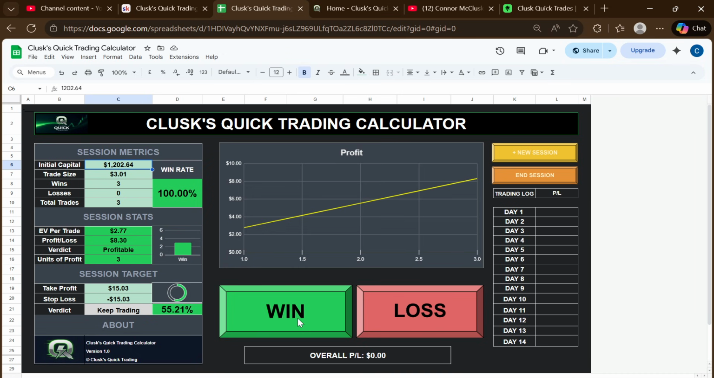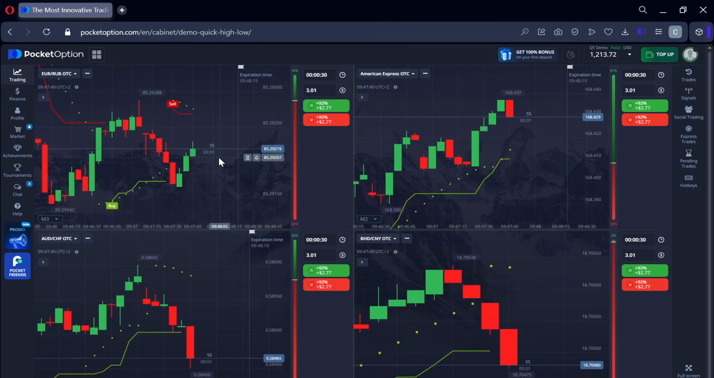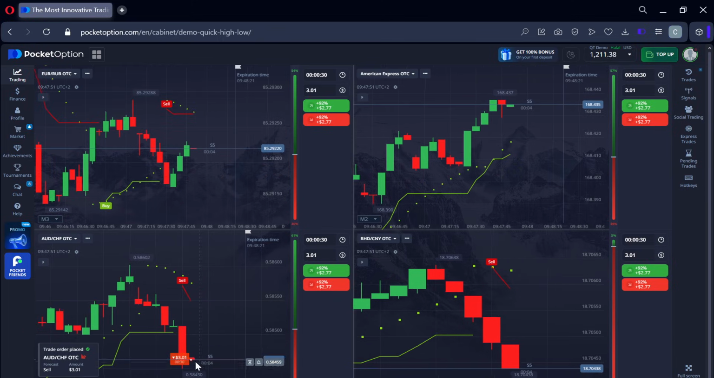Guys, another profit. That is insane. We are literally 4 trades for 4. We are literally sitting at $11 in profit on these 4 wins, and we literally need like 2 more wins and we're done. So far all I'm going to say is this is a very powerful strategy.